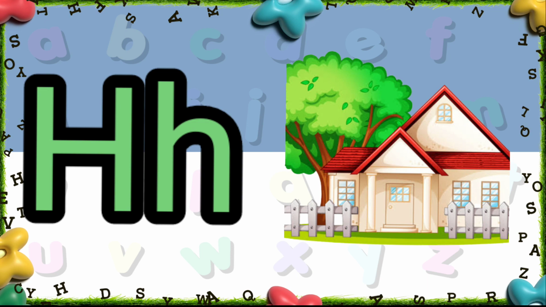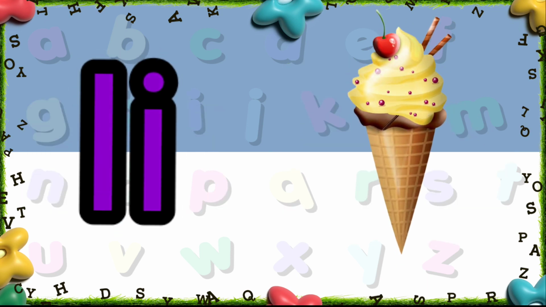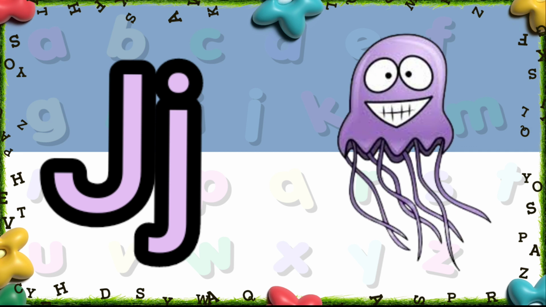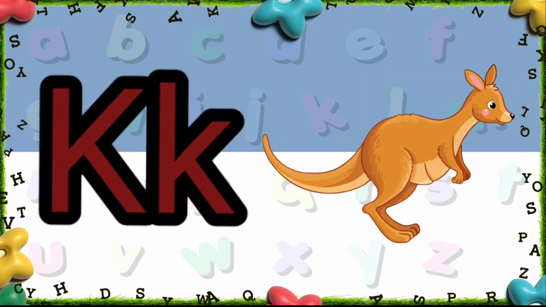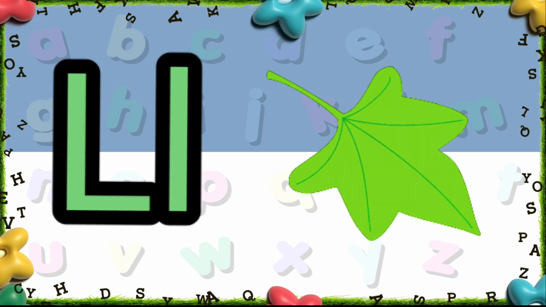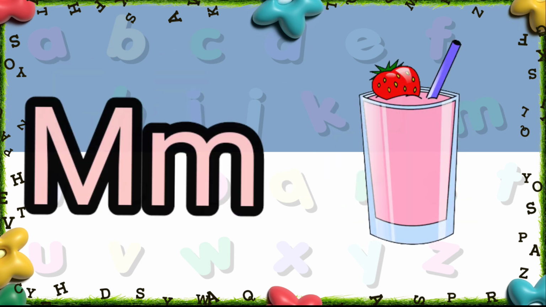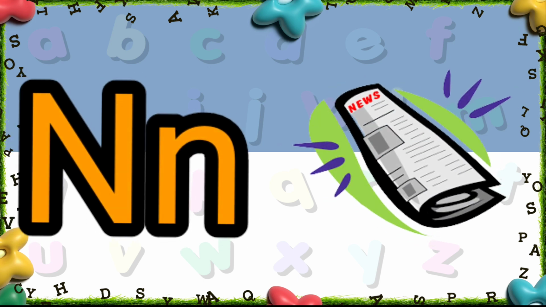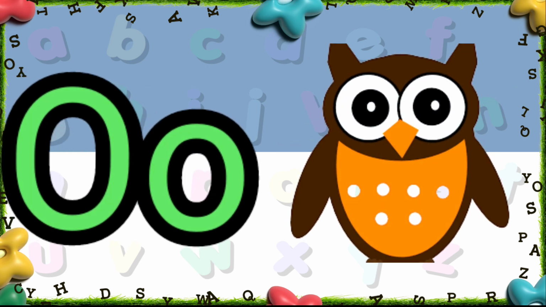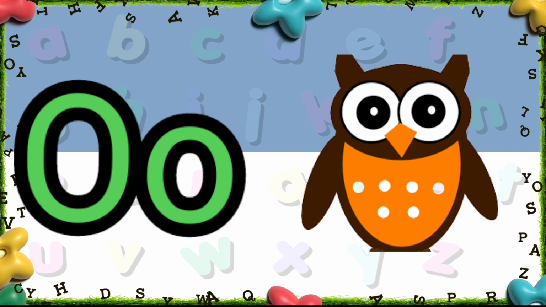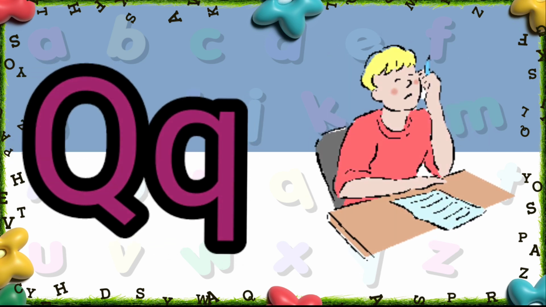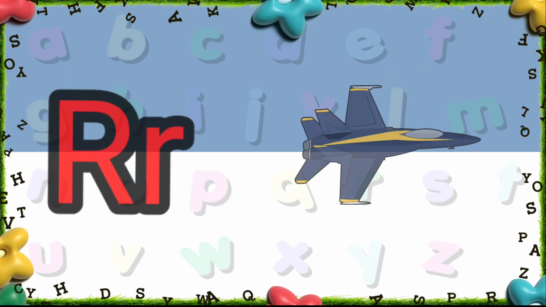H is for house. I is for ice cream. J is for jellyfish. K is for kangaroo. L is for leaf. M is for milkshake. N is for newspaper. O is for owl. P is for pipe. Q is for quiz.